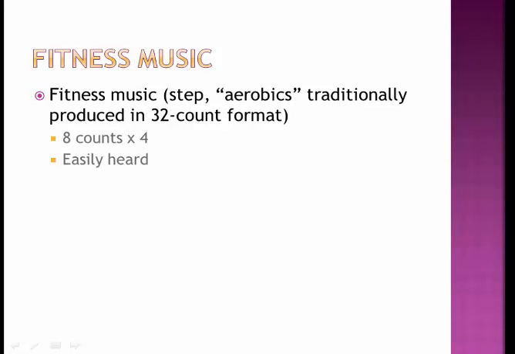So most fitness music that you would purchase or use for a traditional aerobics class like step aerobics or aerobic dance is formatted in what's called 32 count format. So there are typically 8 counts 4 times before there's a shift in the sound of the music, and you can typically hear it. So kind of a typical tempo in step aerobics music is between 120 and 132 beats or counts per minute.